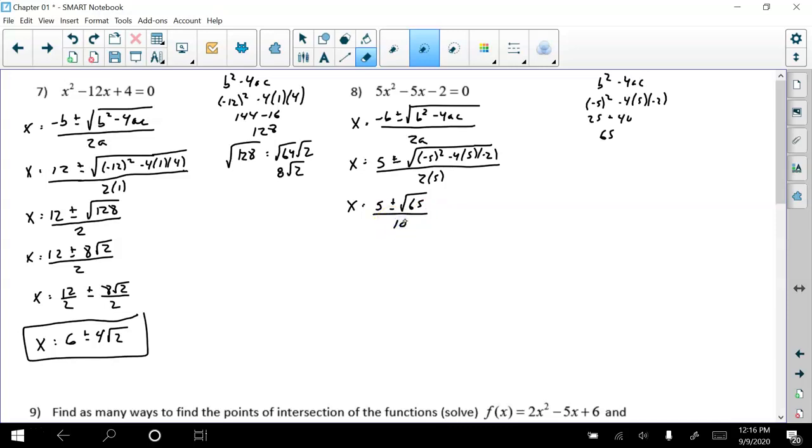Now the square root of 65 cannot be simplified, but what we can still do is x equals, and we'll split them up. 5 over 10 plus or minus the square root of 65 over 10. And the one bit of simplification we can do here is that 5 over 10 is the same as 1/2. So it's 1/2 plus or minus the square root of 65 divided by 10. And there are our solutions.